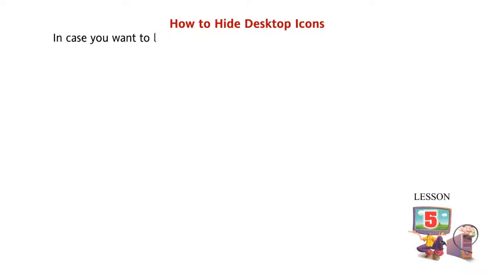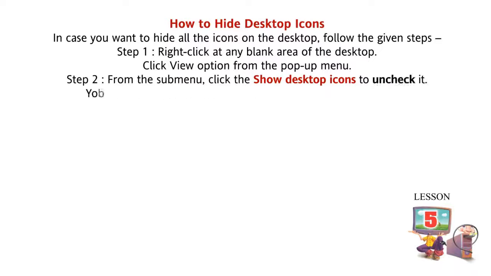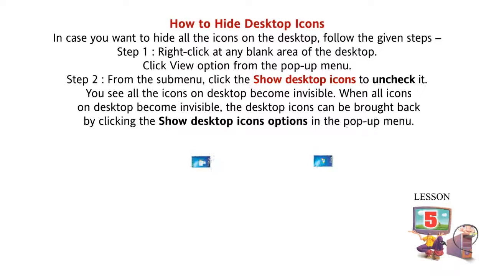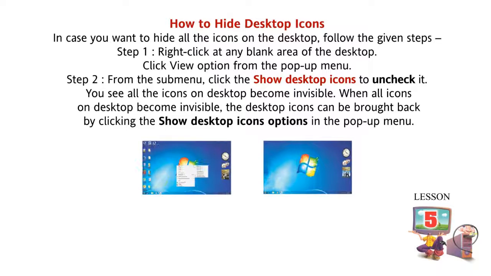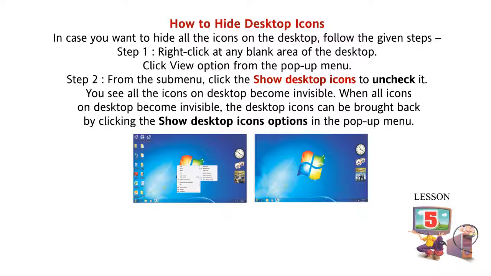How to hide desktop icons. In case you want to hide all the icons on the desktop, follow the given steps. Step 1. Right-click at any blank area of desktop. Click View option from the pop-up menu. Step 2. From the sub-menu, click the Show Desktop Icons to uncheck it. You see all the icons on the desktop become invisible. The desktop icons can be brought back by clicking the Show Desktop Icons option in the pop-up menu.